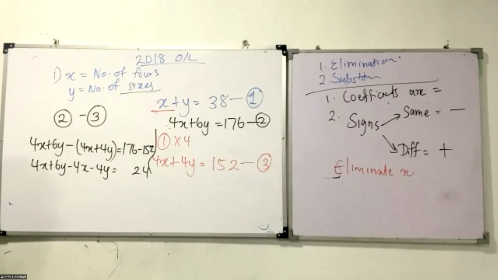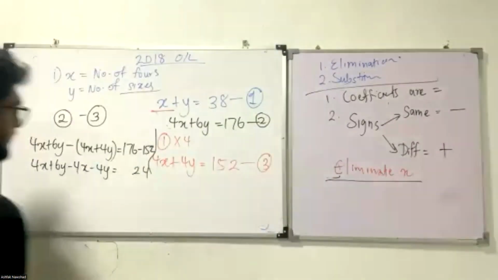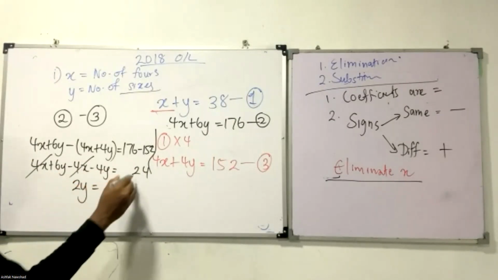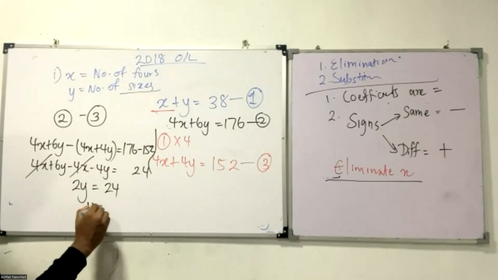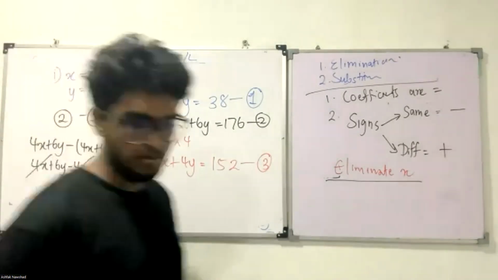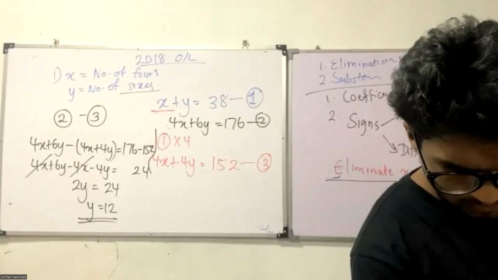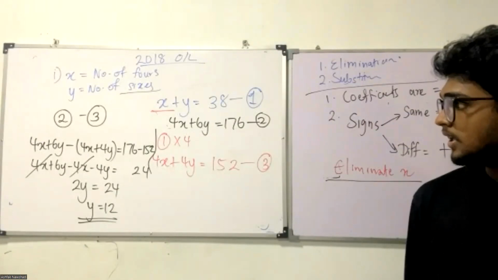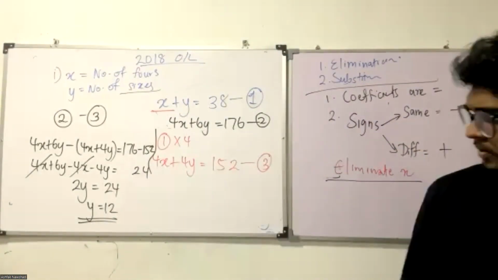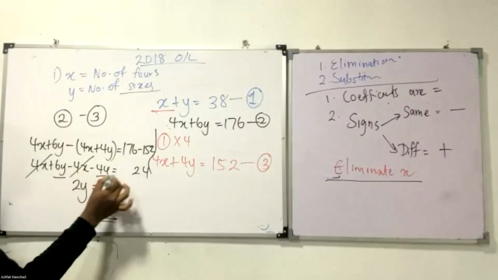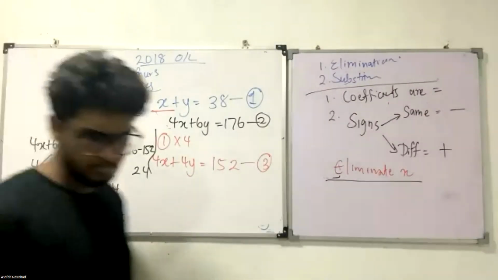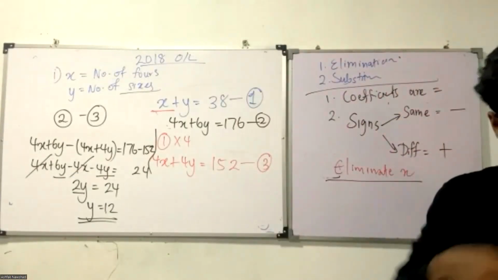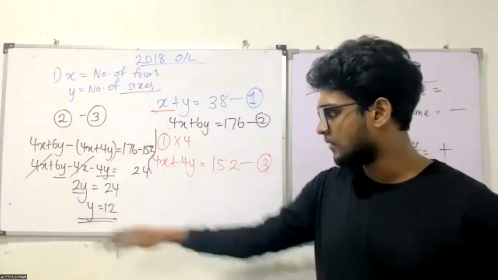Yes, that's 24. I chose to eliminate x, and yes, x gets eliminated. 6y minus 4y is 2y. 2y is 24. So what is y? y is 12. Some of you have sent the answers. Yes, y is 12. Sorry, it's not minus 2y. 6y minus 4y is plus 2y. Right? 2y is 24 and y is 12.